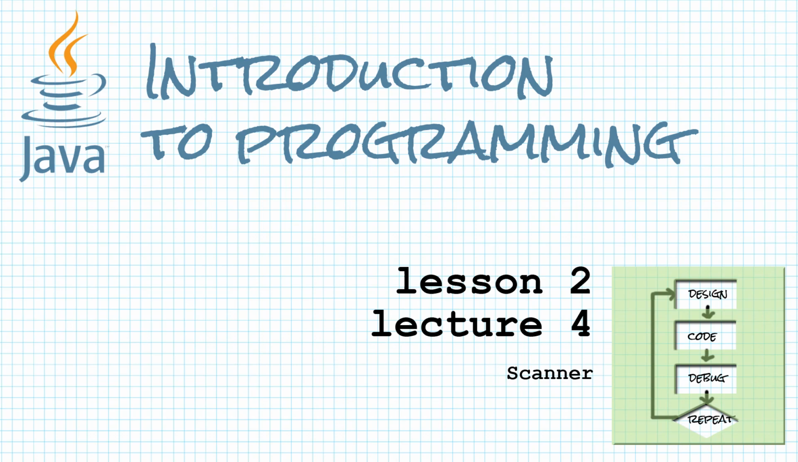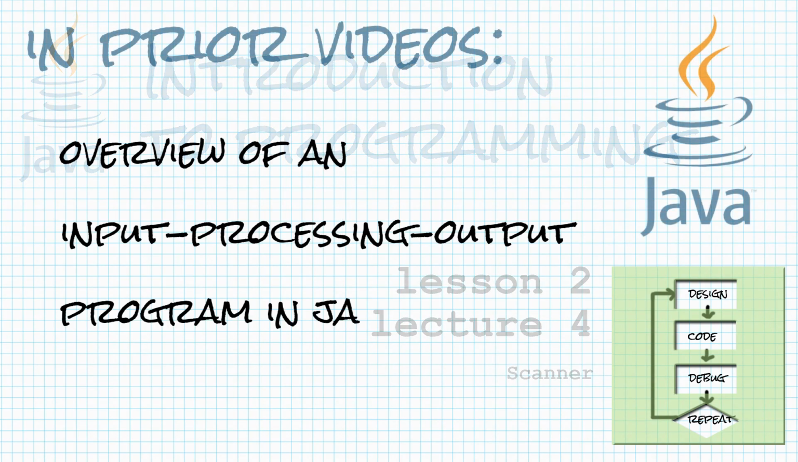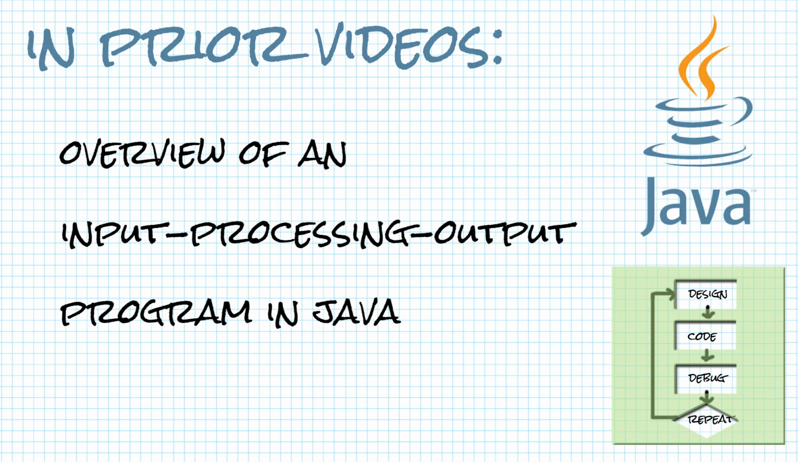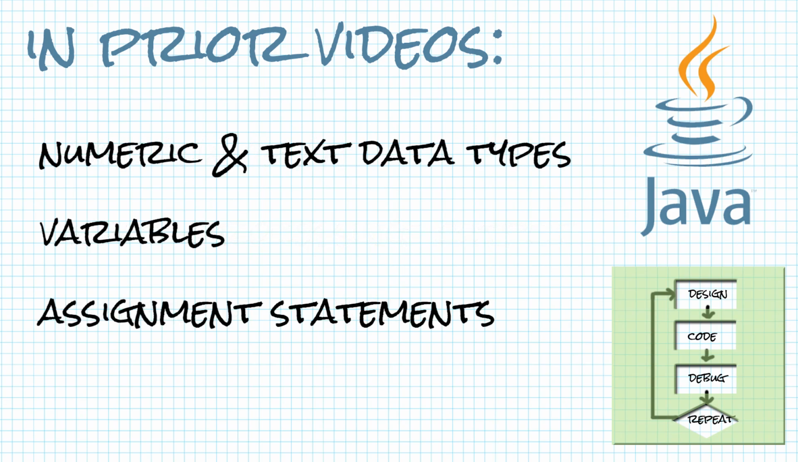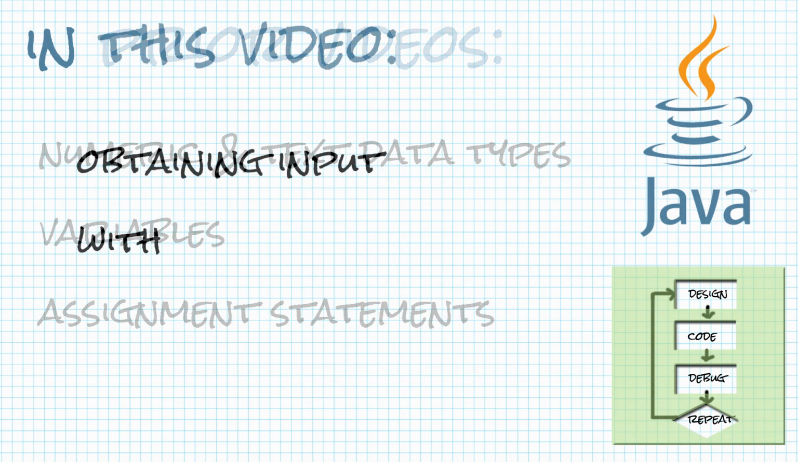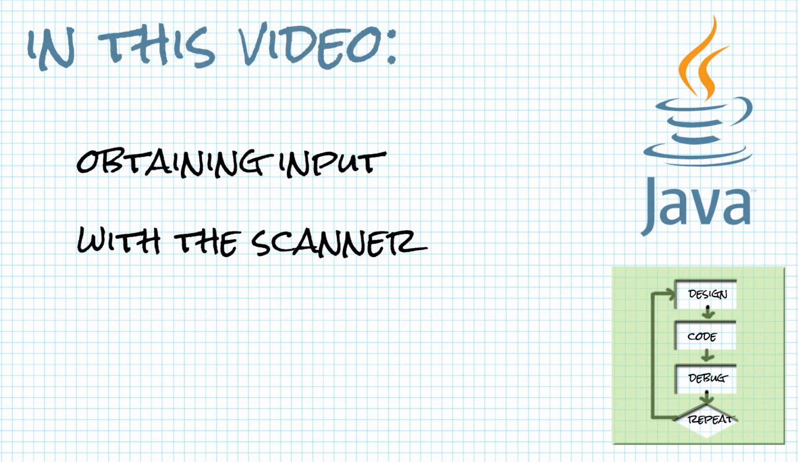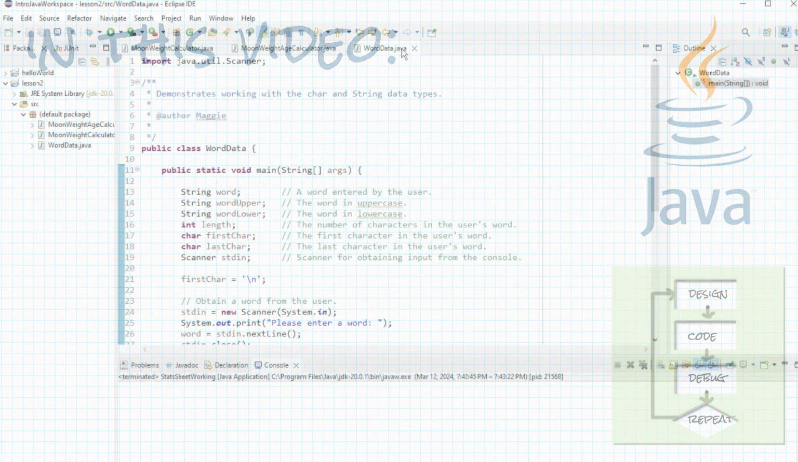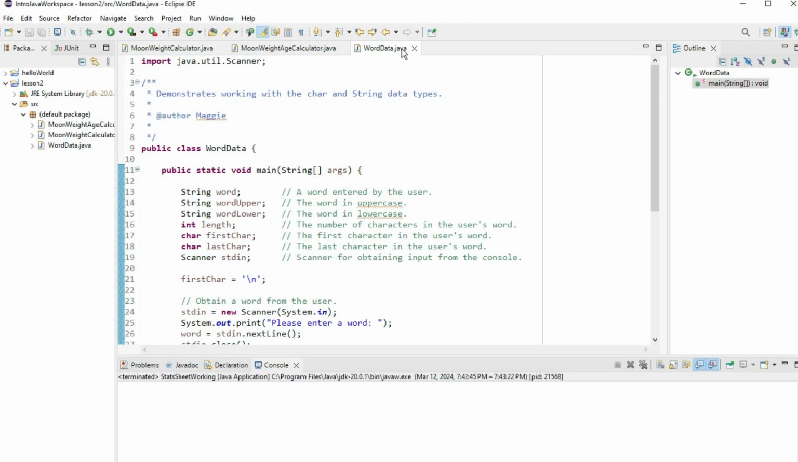This is the 5th video in the Introductory Programming in Java full course. After an overview of an input processing output program in Java in video 2, we dug into numeric and text data types, variables, and assignment statements in videos 3 and 4. In this video, we'll focus on obtaining input from the console with the Scanner class. I recommend you open Eclipse and program along with me. It's a great way to learn. Let's get right into it.